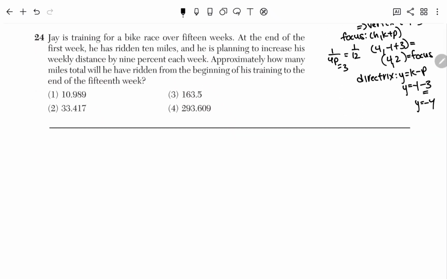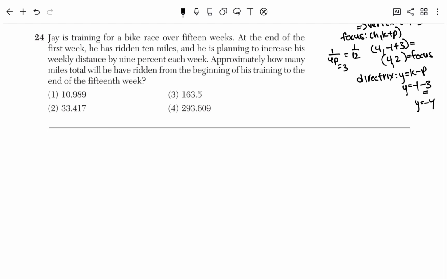Question number 24 says, Jay is training for a bike race over 15 weeks. At the end of the first week, he has ridden 10 miles, and he's planning to increase his weekly distance by 9% each week. Approximately how many miles total will he have ridden from the beginning of his training to the end of the 15th week? So we can see that first day, 10 miles. The next day, he's going to do those 10 miles plus 10 times 1.09 because he's doing more. The third day, he's going to do the same thing. So he's going to keep doing that continuously for the 15 weeks.